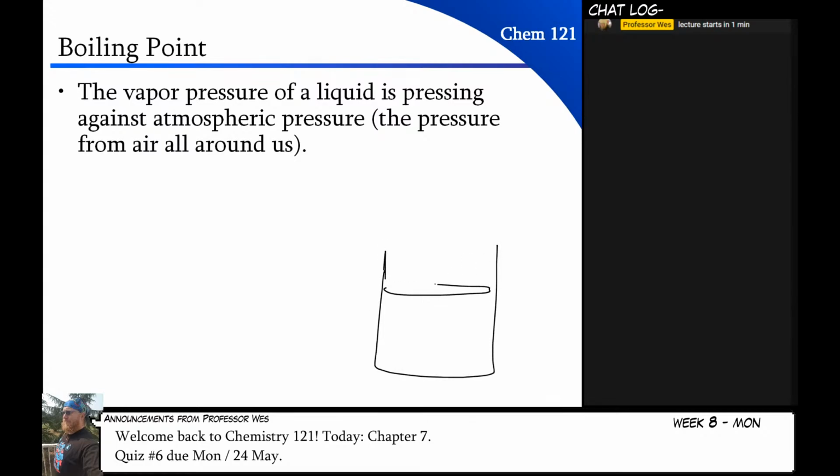And then here's my water. And here are my molecules inside. And some of them escape. And so, in other words, I have a vapor pressure pushing in this direction because that's where my molecules are going. The molecules are going up. They are going to bonk into whatever's above them. Well, what's above them is the atmosphere.